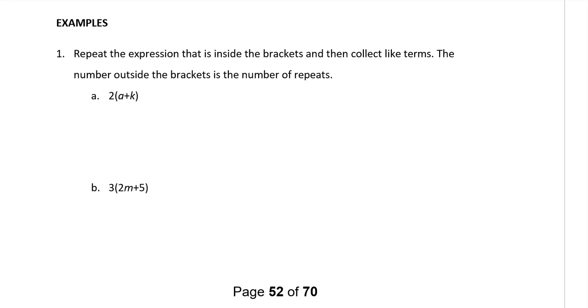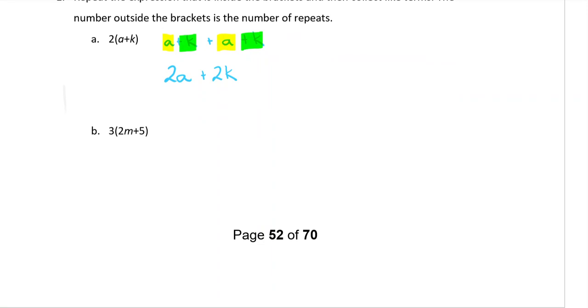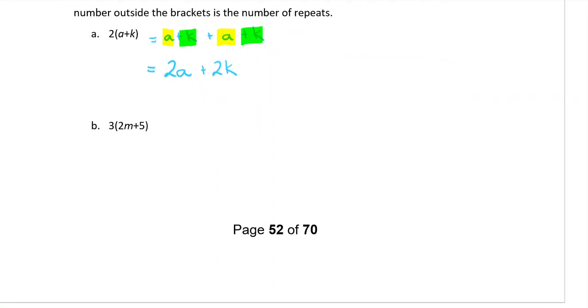So if you have 2 brackets a plus k, it means you need a plus k twice. So I have a plus k once there, then I want to add, here's the second one, a plus k, and then I'm going to collect like terms. A plus a makes 2a. Then k plus k is going to make 2k. So that's my final answer there.